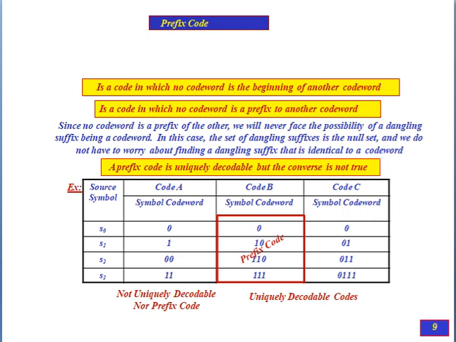A prefix code is uniquely decodable, but the converse is not true. Here we have to keep in mind that the prefix code is uniquely decodable, but the converse is not true.